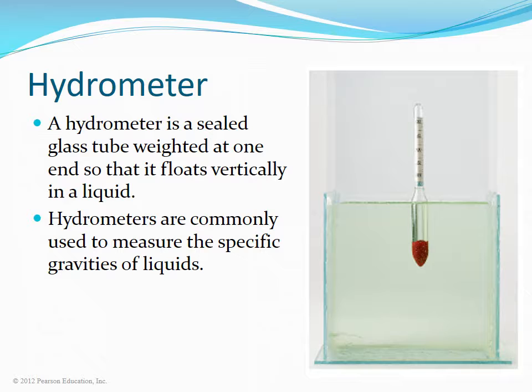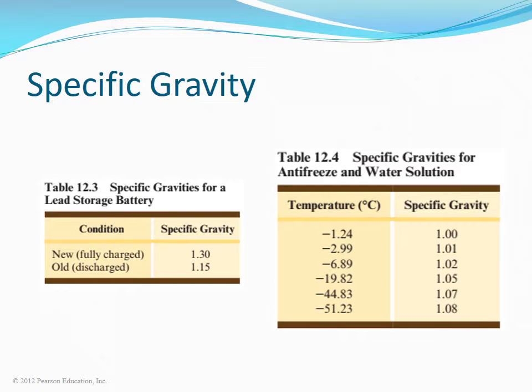A hydrometer usually has a scale inside the tube and is calibrated so that it floats in water at the 1 mark. Anything with a specific gravity greater than 1 sinks in water. A substance with a specific gravity less than water floats in water. Its specific gravity indicates the fractional volume that is under water. Hydrometers are commonly used to measure the specific gravities of battery acid and antifreeze in radiators. Specific gravity changes with temperature. The table gives the specific gravity of a lead acid battery and antifreeze at various temperatures.